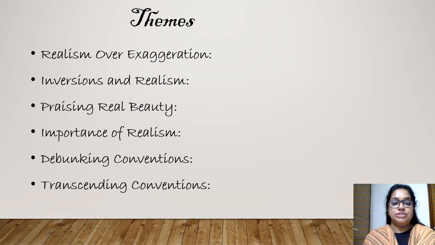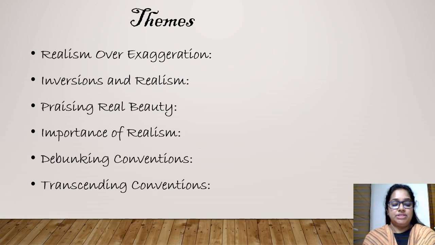There are inversions and realisms. The sonnet features a series of inversions. He challenges the typical compliments, such as comparing women's eyes to the sun or her cheeks to roses, by describing her features as far more down to earth.